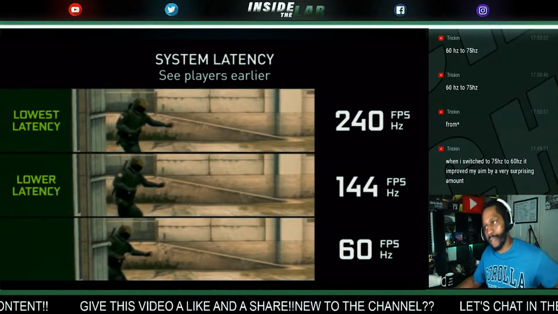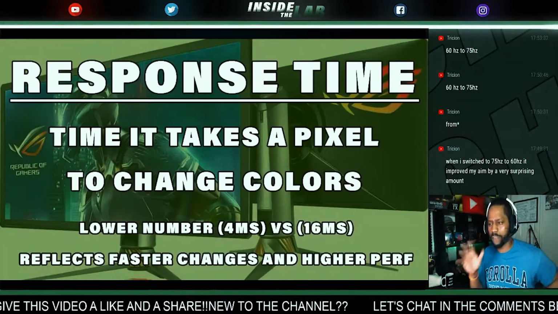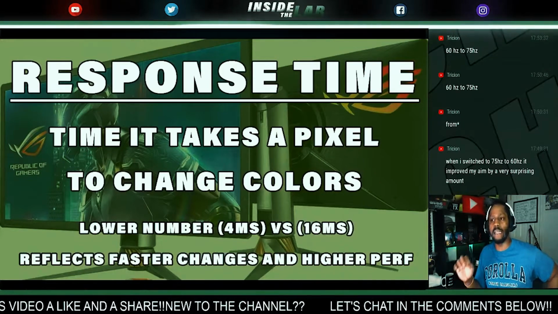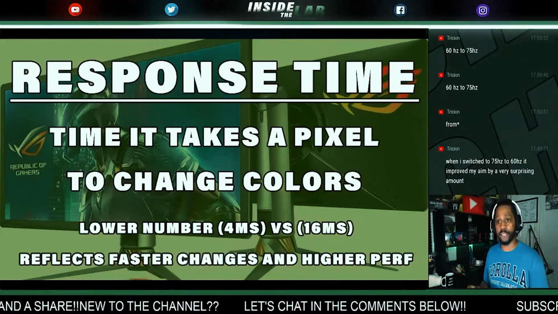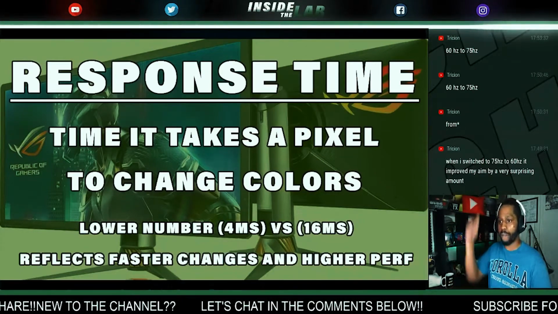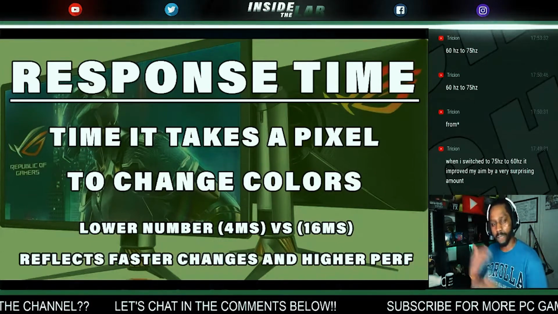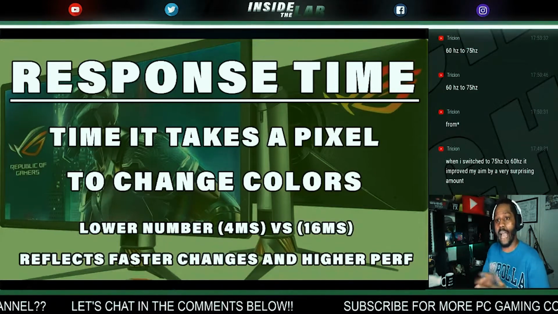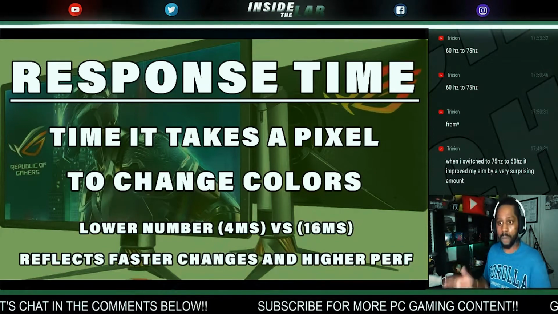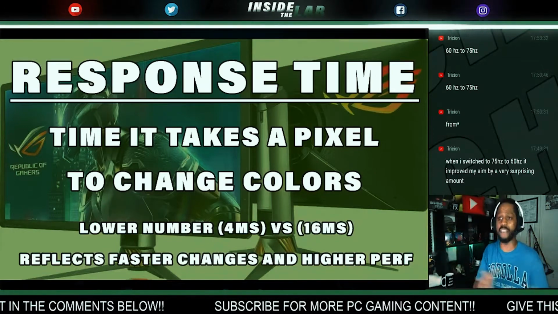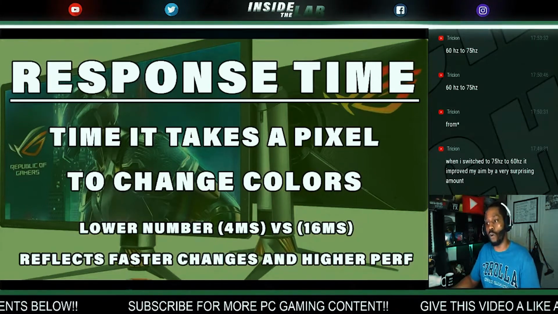Now, response time also plays a role in refresh rates, right? What is response time? Response time is another area of confusion I see amongst the community. Response time is essentially the time it takes for a pixel to change colors, right? So you have your refresh rate, which is how many images can be displayed per second, but then your response time is how long it takes for those pixels to change colors. Now, a good rule of thumb: a lower number versus a higher number reflects a faster change or higher performance. This is what you want because this also plays a role in latency.